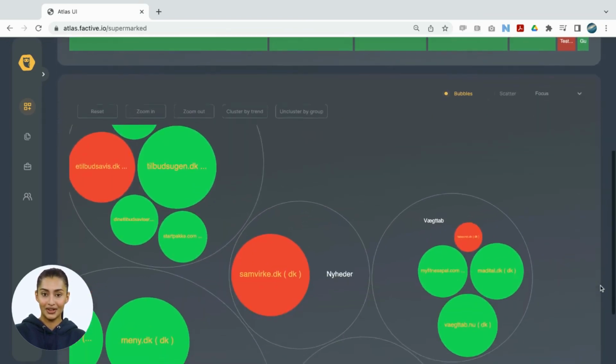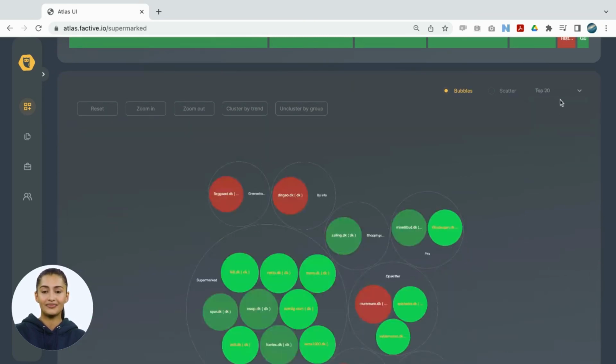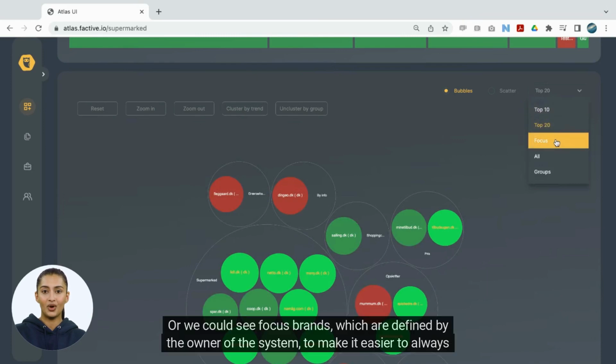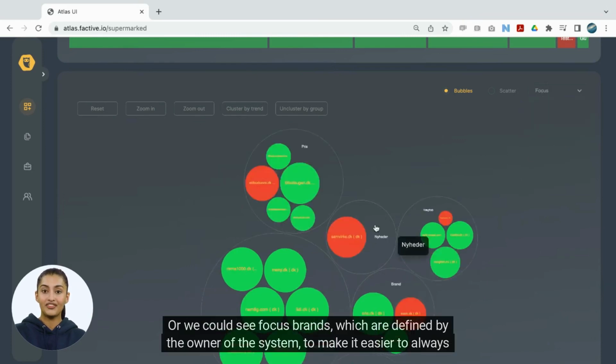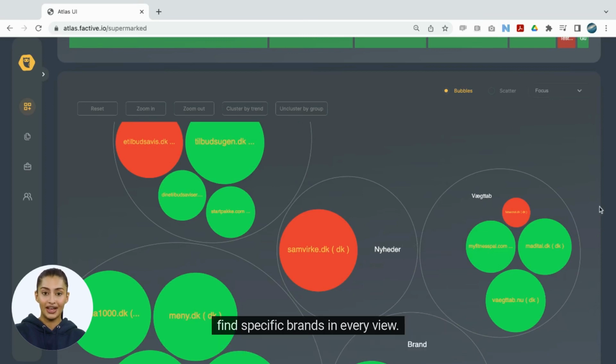Below is our second view, where we can zoom into different categories and we can filter in different views. So we can see, for instance, only top 20 brands. Or we could see focus brands, which are defined by the owner of the system to make it easier to always find specific brands in every view.